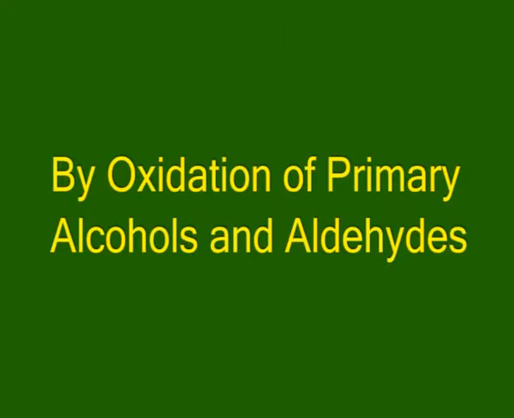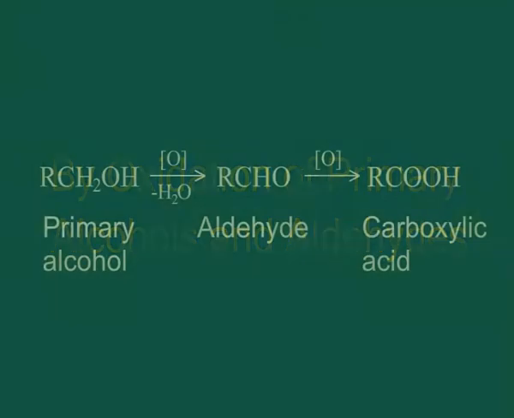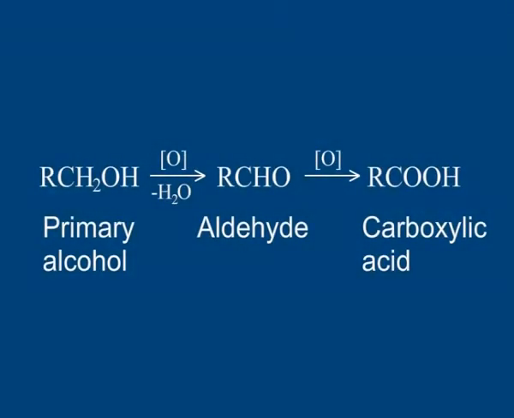Children, let us now learn about preparation of acids by oxidation of primary alcohols and aldehydes. Let us take a generalized equation. You see on the screen that primary alcohol is oxidized with acidified potassium permanganate to aldehyde. Removal of a water molecule takes place. Aldehyde, on further oxidation, forms carboxylic acid.